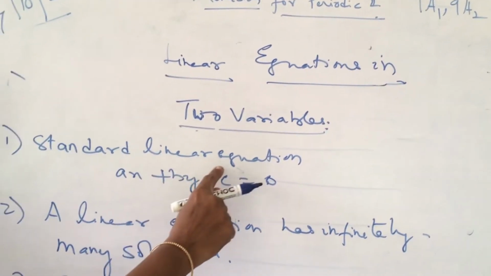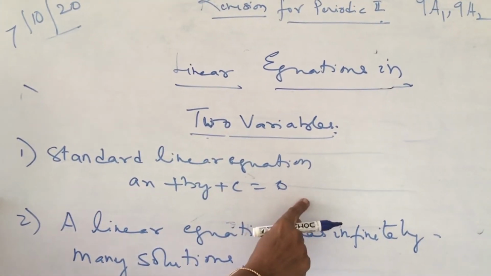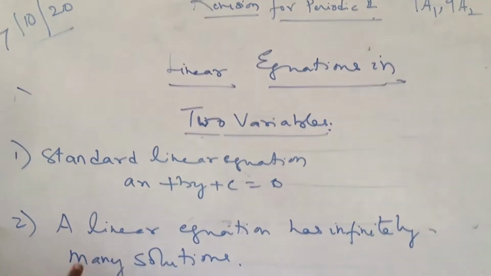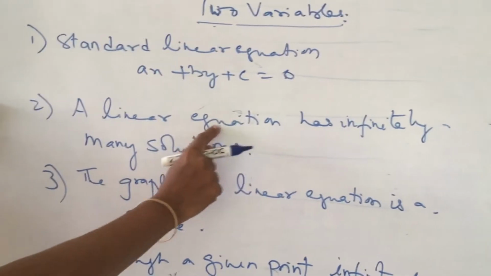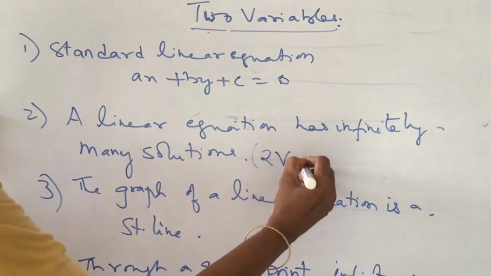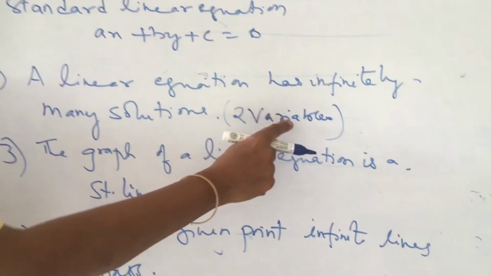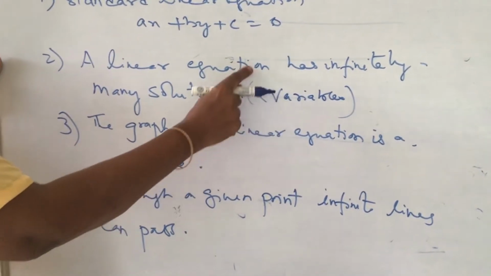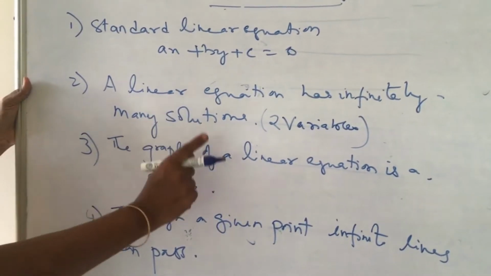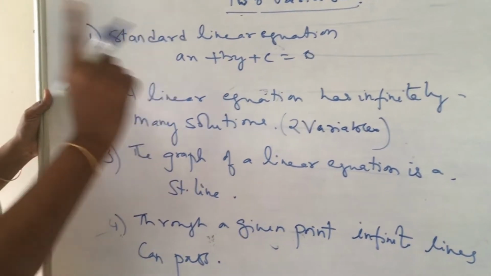The standard linear equation in two variables is ax plus by plus c is equal to 0, where a, b, c are real numbers and c not equal to 0. Next, a linear equation in two variables will have infinitely many solutions. The equation must have two variables like x and y. Such type of equations will have infinitely many solutions. And remember children, whenever we draw the graph of a linear equation, it is a straight line.